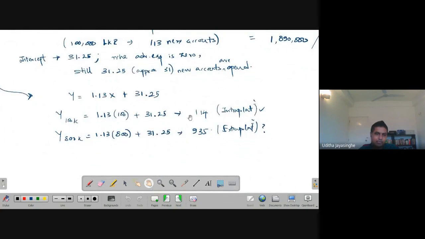Then again, you have a prediction for two instances, 400,000 and 800,000, two predicted numbers of accounts opened. My answers are 114 for 400,000 and 935 for 800,000. Again, this is an interpolation. You should remember the data range used, and extrapolation is going to be questionable. I have a question mark here.